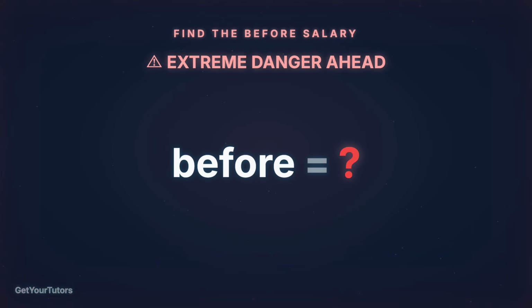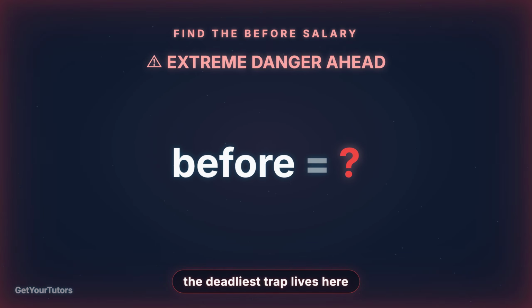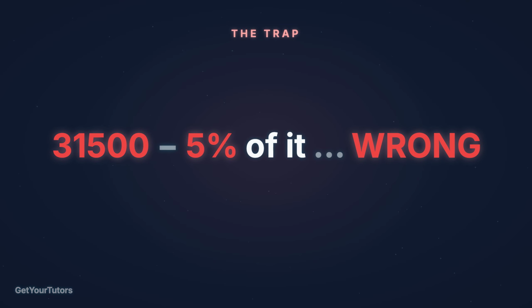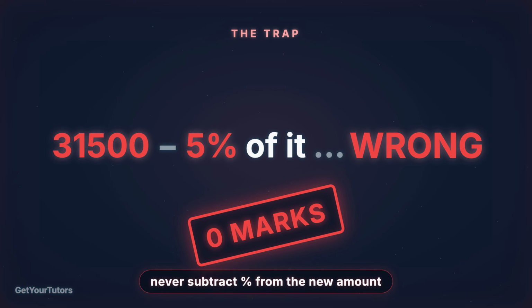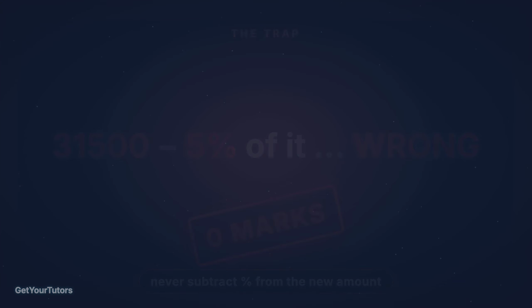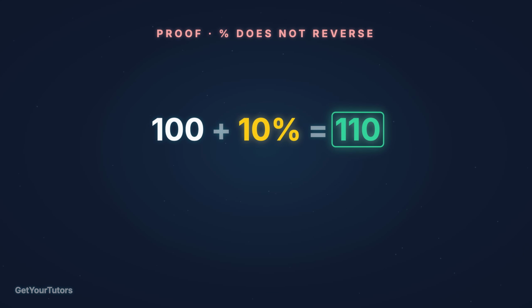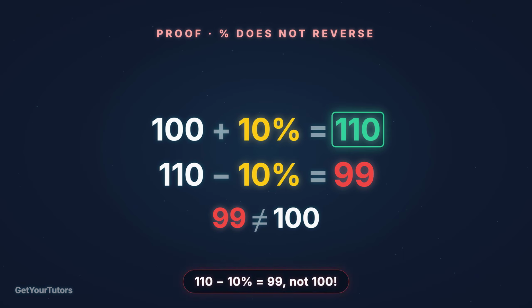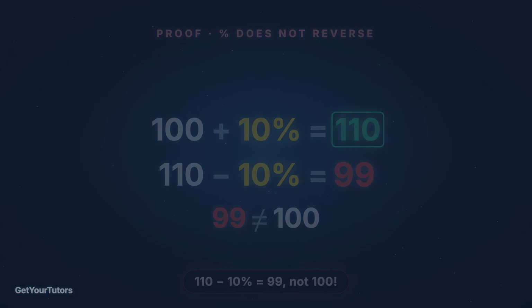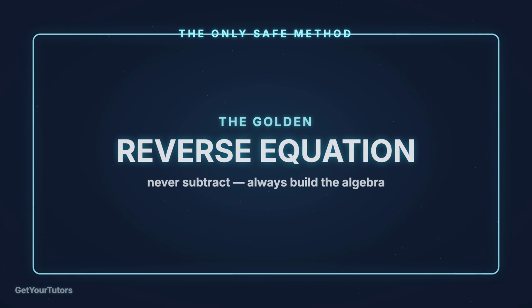Here is where the deadliest examiner trap destroys a perfect A-star grade. Students wrongly find 5% of the new salary and simply subtract it. A massive red 0 mark stamp will obliterate your paper. Increasing 100 by 10% gives 110, but decreasing 110 by 10% gives 99, not 100. You cannot simply reverse the percentage. You must write out the golden algebraic reverse equation on your exam paper every time.